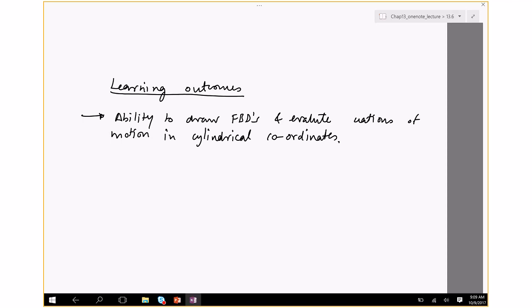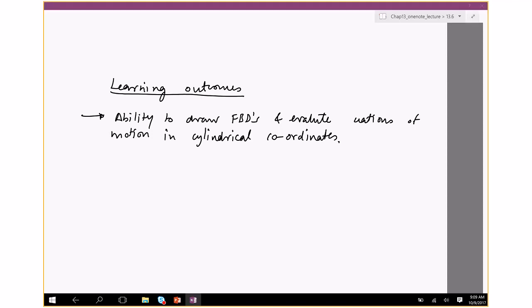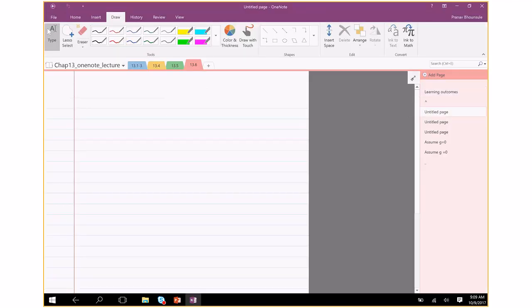Coordinates. Okay, so forces will be in cylindrical coordinates, so you can use F equals ma, where a is in cylindrical coordinates. So I'll do a brief overview and then we'll start solving problems like always.